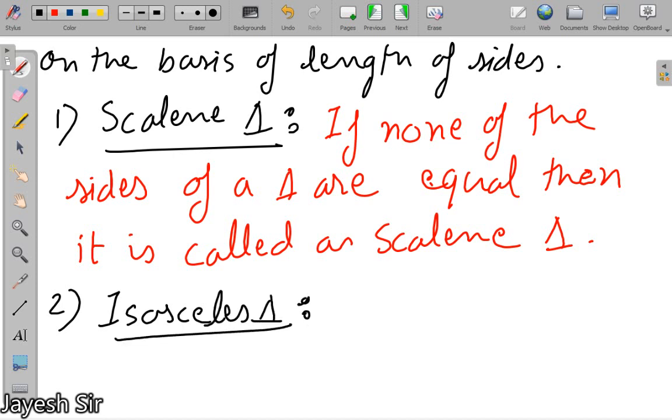What will be an isosceles triangle? If any two sides of a triangle are equal, then it is an isosceles triangle.